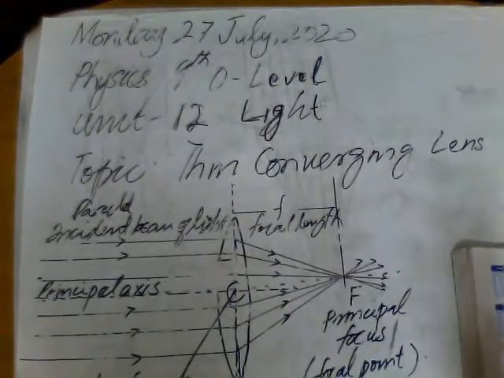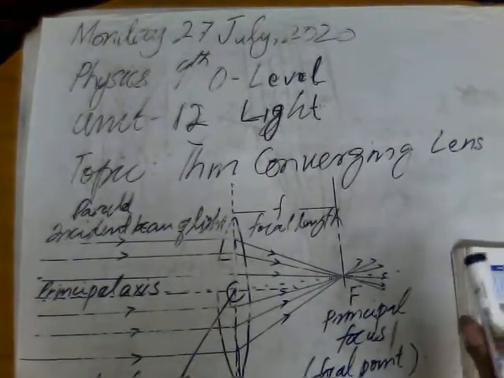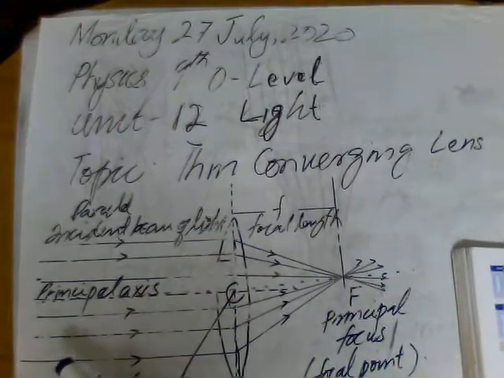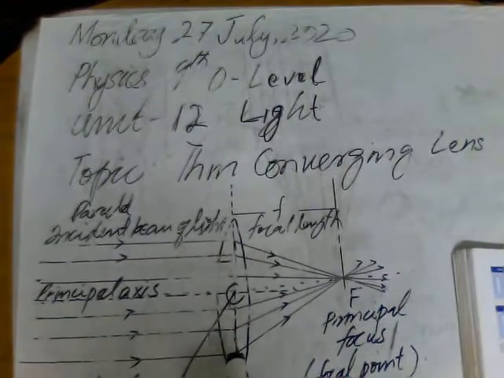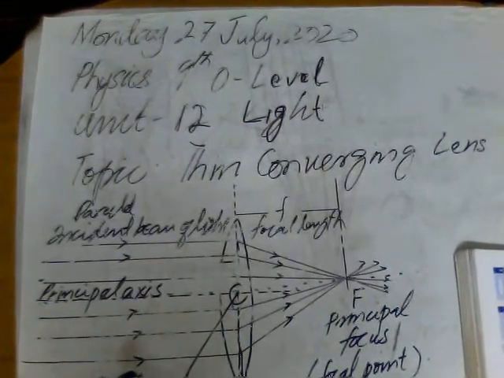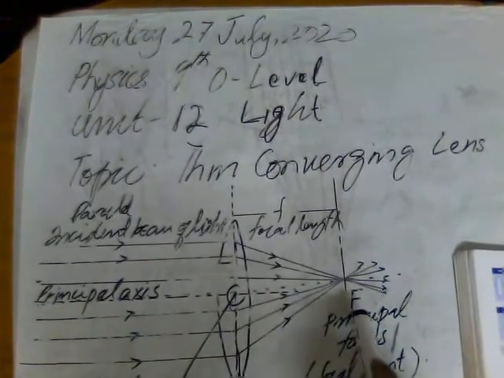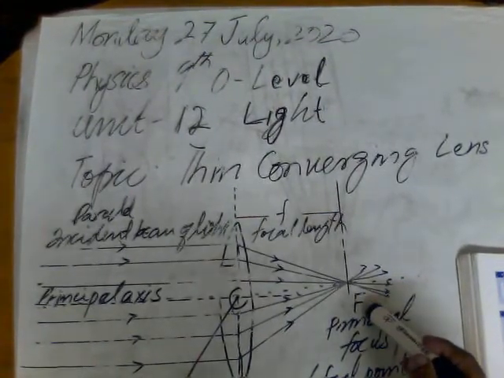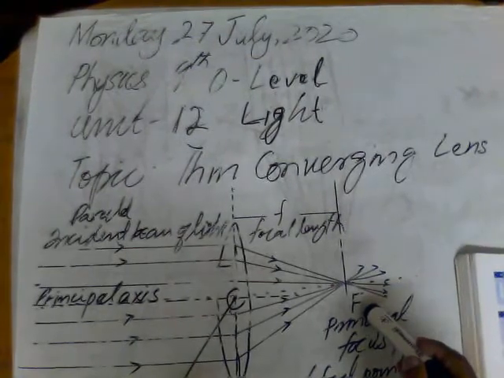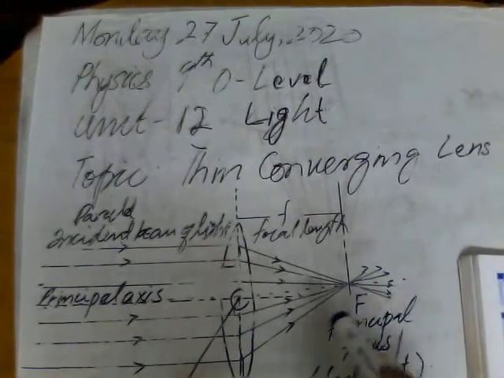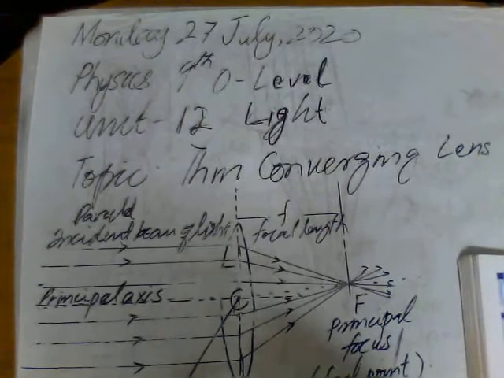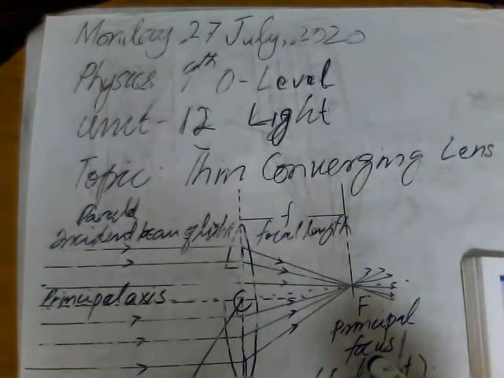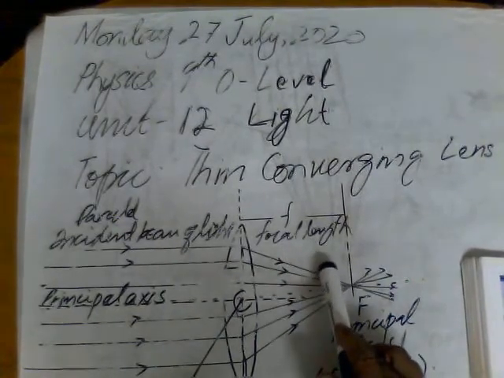If the light comes from the right side, this focal point will be on the left side. Now the light enters the lens from the left side, therefore the light converges on the other side and the focal point is on this side. So three things we learn: principal axis, optical center C, and the focus point. Fourth one, the focal length.